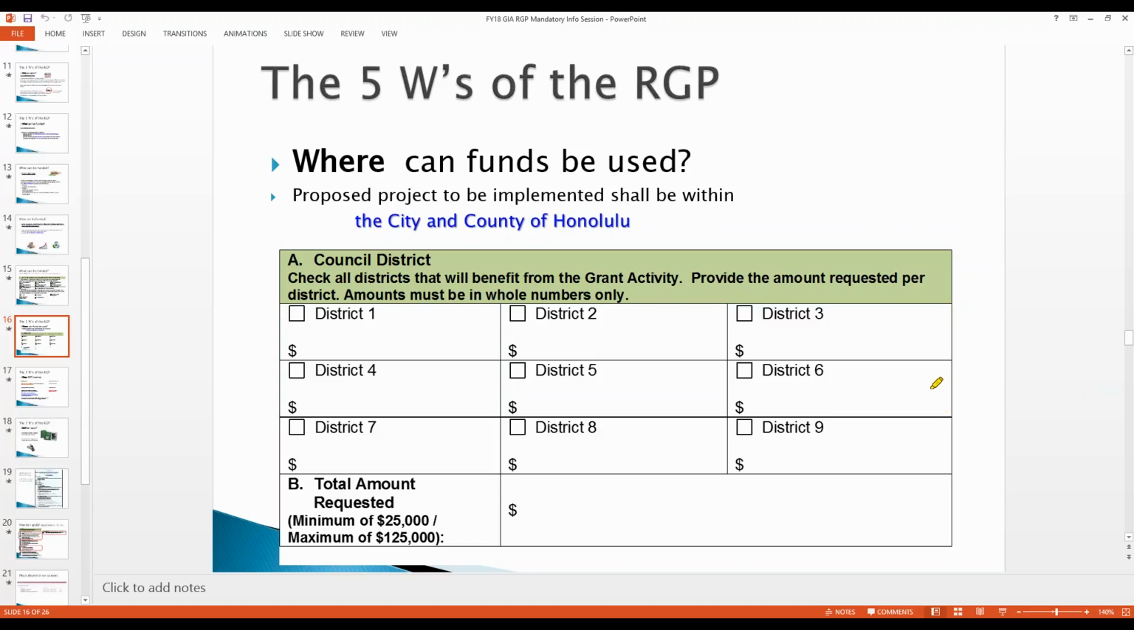This budget allocation by City Council District also becomes very critical during the consideration process, which we'll look at later on page 8 of the RGP instructions. One of the Grants in Aid guidelines says that no less than $250,000 from the Grants in Aid fund shall be expended annually in each city council district. So in order for the funds to be expended, at least $250,000 shall be awarded to each city council district.